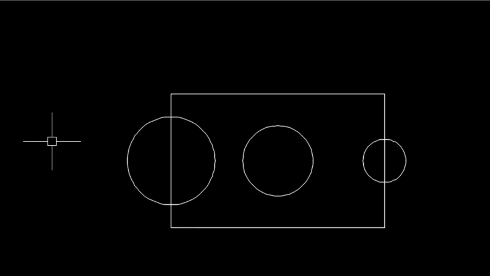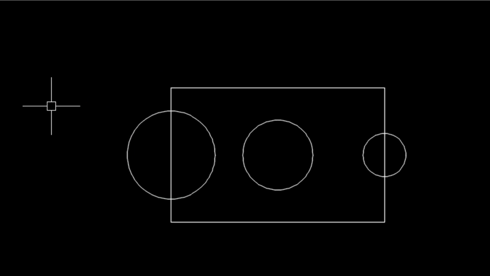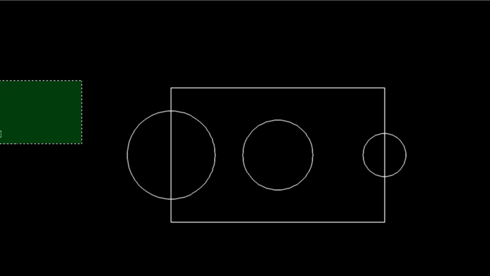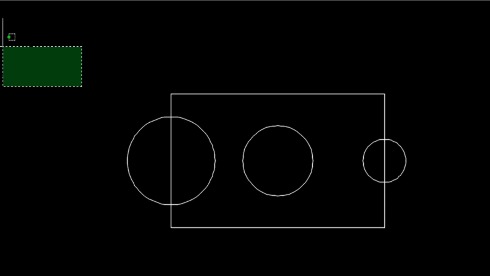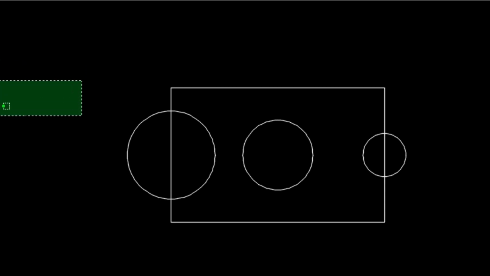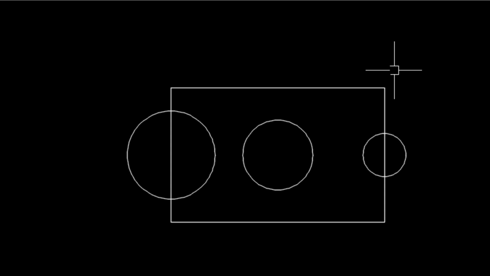Now the last method of selection is called the side cross window. When I left click on the mouse and drag the cursor towards the left, we can see a green window on the AutoCAD. This is called the side cross window. In this we only have to touch the periphery of the geometry. It can be the circumference, it can be a line. It depends on the selection of the geometry.